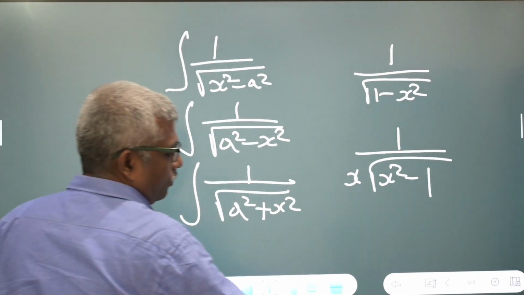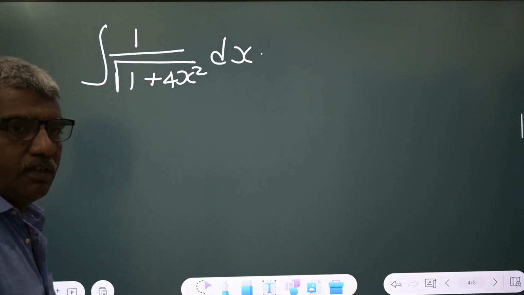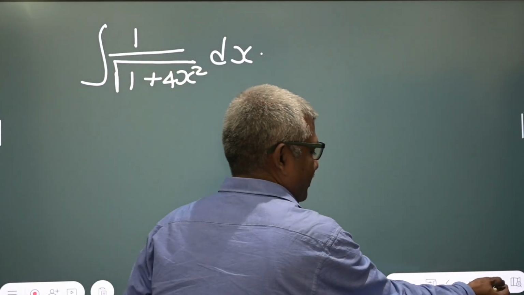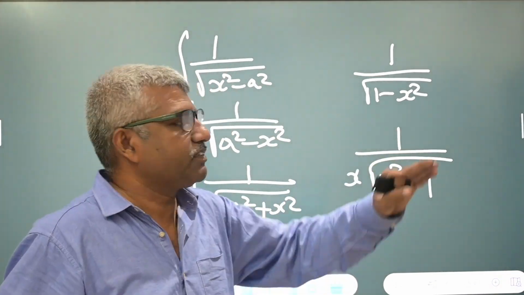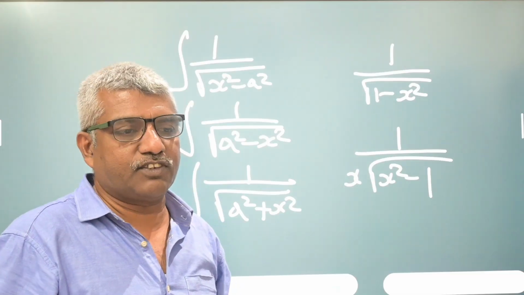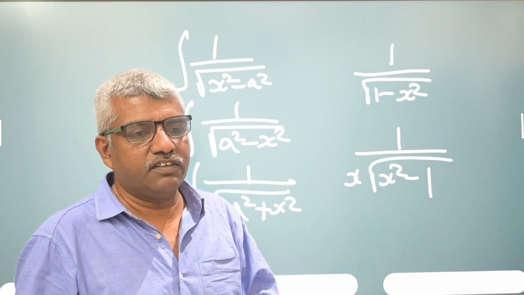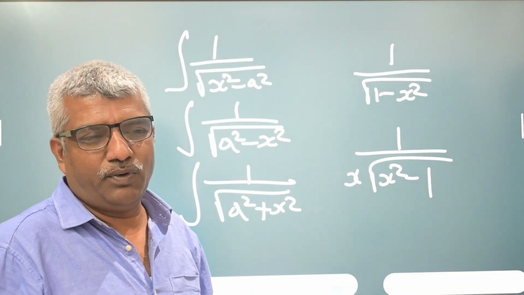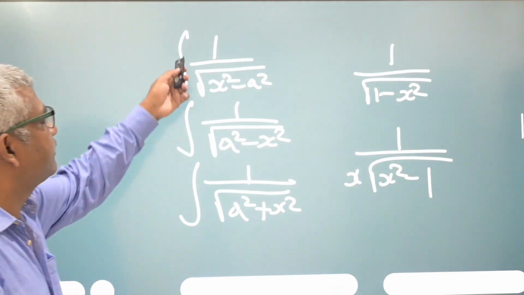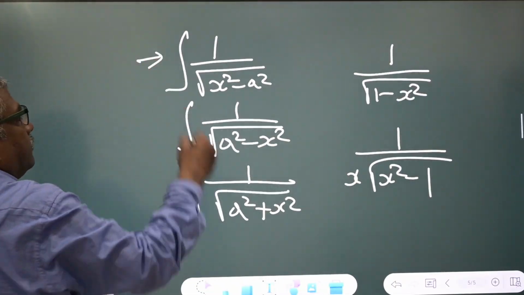Now look at which formula will suit it here. Integration of 1 by root of a squared plus x squared. For your knowledge, what is the integration of 1 by root of 1 minus x squared? Sine inverse x. What is this one? Cosec inverse x, sec inverse x. And what is the integration of 1 by root of this one?